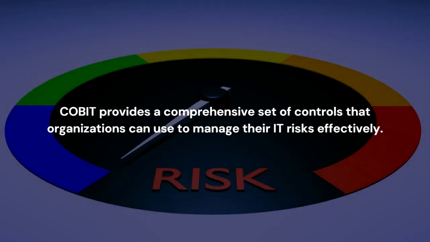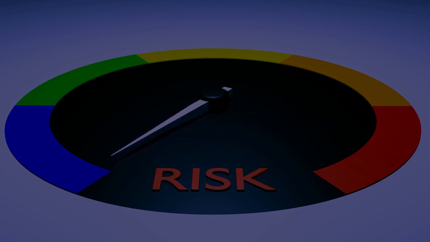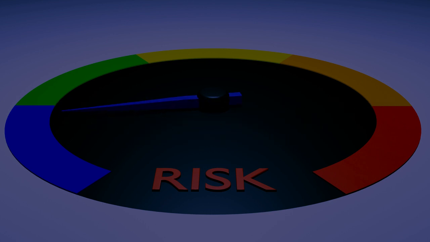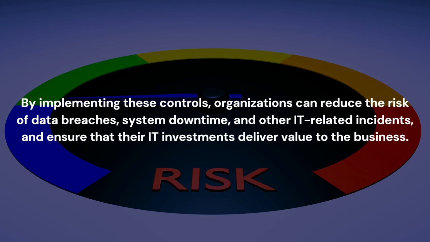COBIT provides a comprehensive set of controls that organizations can use to manage their IT risks effectively. These controls include both preventive and detective measures, such as access controls, encryption, monitoring and logging, and incident management. By implementing these controls, organizations can reduce the risk of data breaches, system downtime, and other IT-related incidents, and ensure that their IT investments deliver value to the business.